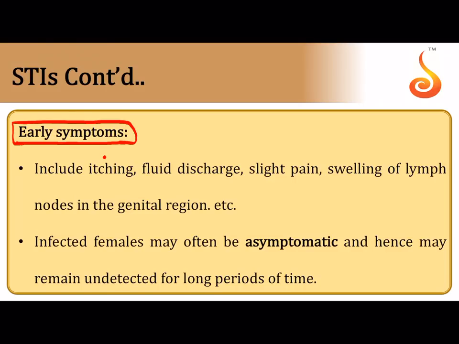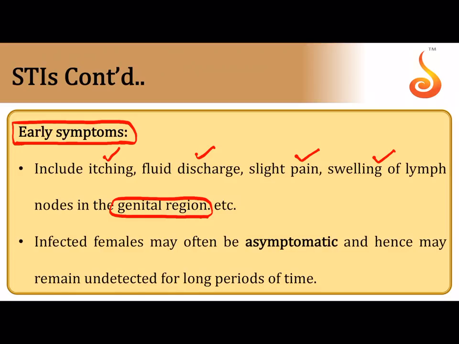Generally, there will be itching, mostly in the genital region of a person infected with STI. There may be a fluid discharge from the genital organs. There will be slight pain, and a sudden swelling may appear in the underarm, in the groin region. So, swelling of lymph node may be there, mostly in the groin or in the genital region.